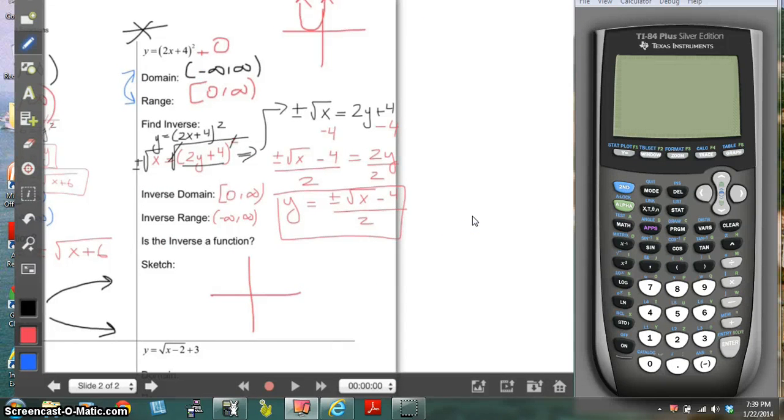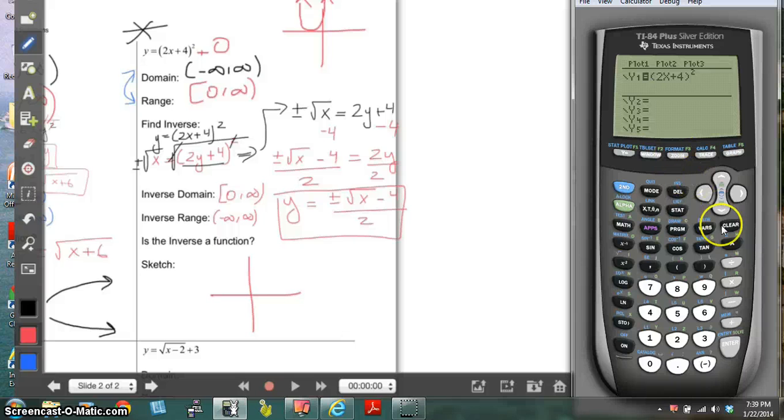So as you can see, it should be sideways. So let's try to see how it looks. So I'm gonna clear this. On 1 I'm gonna put plus square root of x minus 4 over 2. So remember how you can do that to put a fraction?